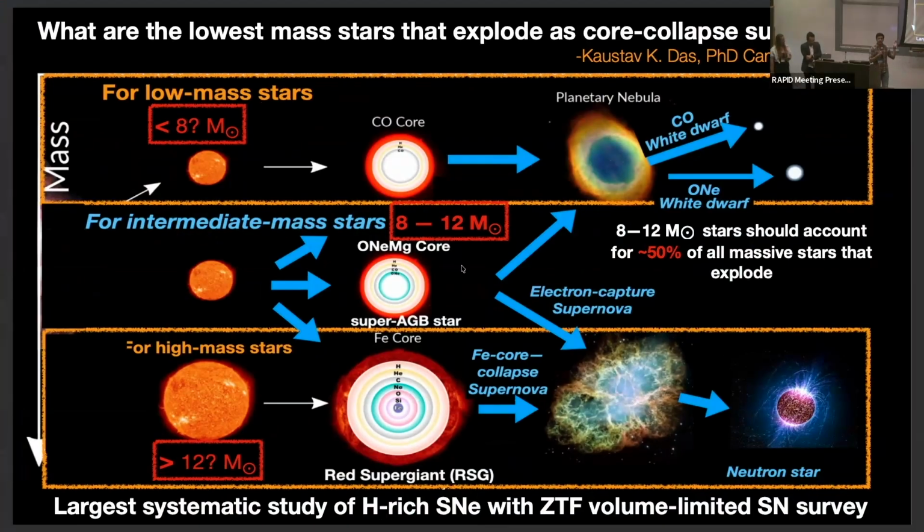Stellar evolutionary tracks predict either the track at the top or the bottom. They could also fuse up to oxygen, neon, magnesium, and end as heavy white dwarfs or electron capture supernovae. You should also care because they make up roughly half of all massive stars that should explode. So in this work, I used the largest volume limited survey with ZTF to explore low luminosity core collapse supernovae, which are a possible outcome of some of these stars. If you're curious, please come and chat with me. Thank you.